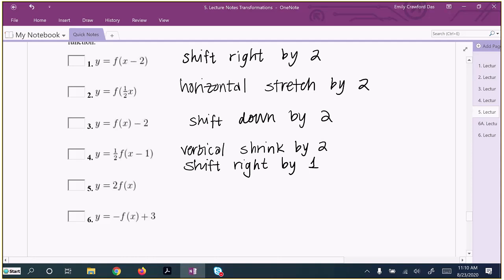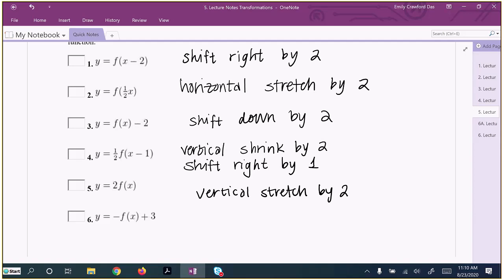Number 5, y equal to 2 times f of x. This is vertical stretch because it's multiplied with the y coordinate, and that's intuitive. And finally, I have minus f of x plus 3.